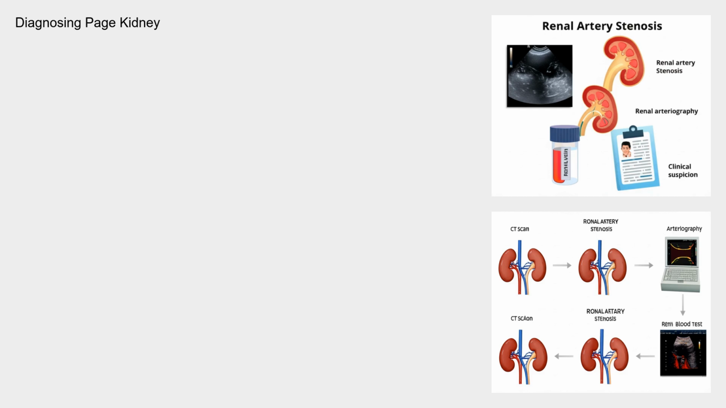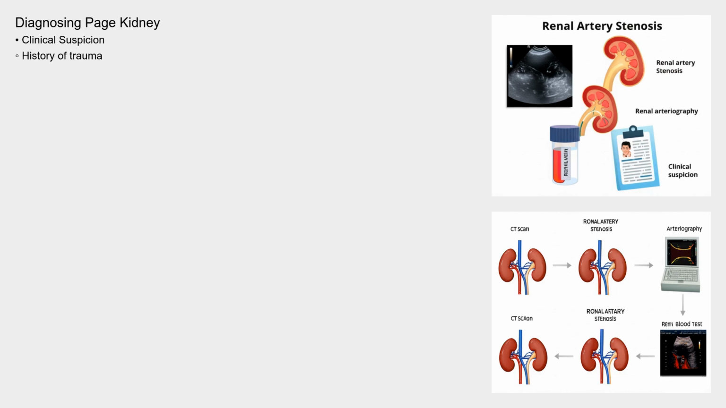Diagnosing Page kidney typically involves a combination of clinical suspicion, based on the patient's history of trauma and the presence of hypertension, and imaging studies. A CT scan of the abdomen and pelvis is the most common and effective diagnostic tool. It allows visualization of the kidney, any subcapsular collections, and other potential causes of compression. Ultrasound can also be used, especially in settings where CT scanning is not readily available or contraindicated.